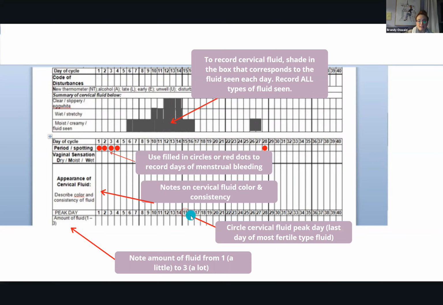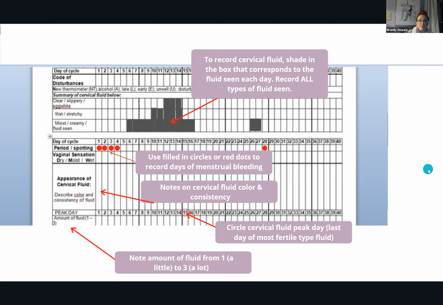And then you circle your peak day, the last day of the most fertile type fluid, and you fill in the amount of fluid, 1 to 3, 1 being the smallest amount of fluid and 3 being the largest. So probably in this cycle, days 6, 7, 8 would be a 1, 10 and 11 would be a 2, and then 12 through 14 would be a 3, if I had to guess.